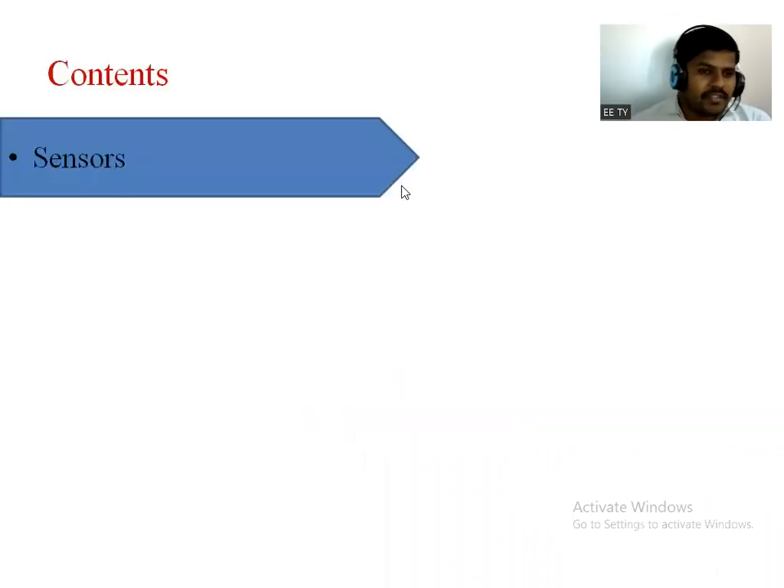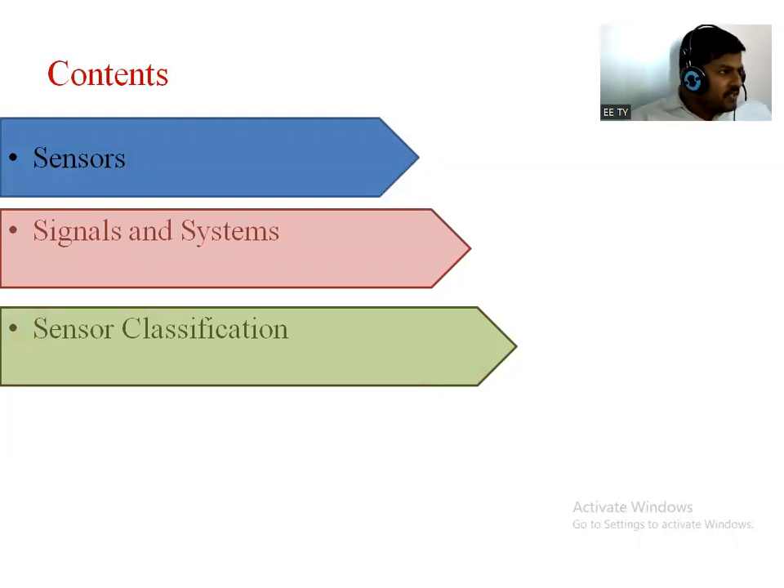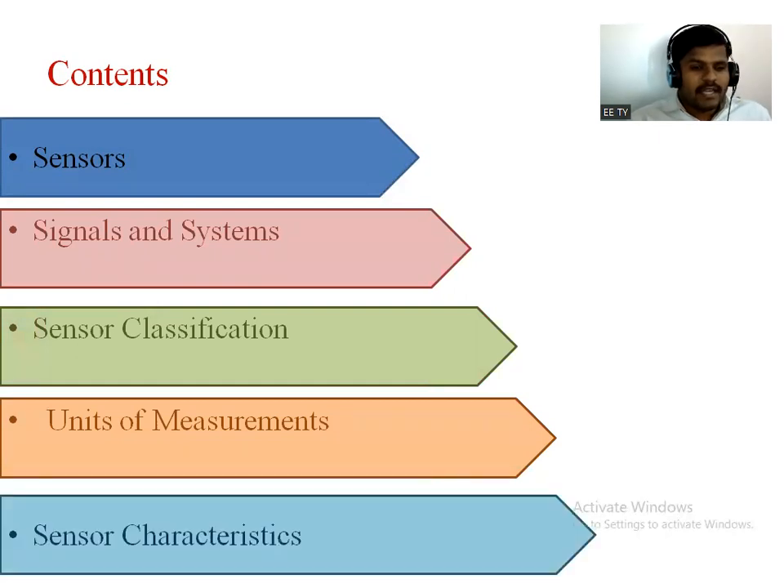Now, the syllabus of this unit is nothing but the content of this unit. The first content is sensor. What is meant by sensor? We will understand it by using one example or different examples, and understand the concepts related to sensor. Then signals and systems. Then types of sensor or the sensor classification. Again, units of measurement. And the last point is sensor characteristics. So unit one will contain only these five points.